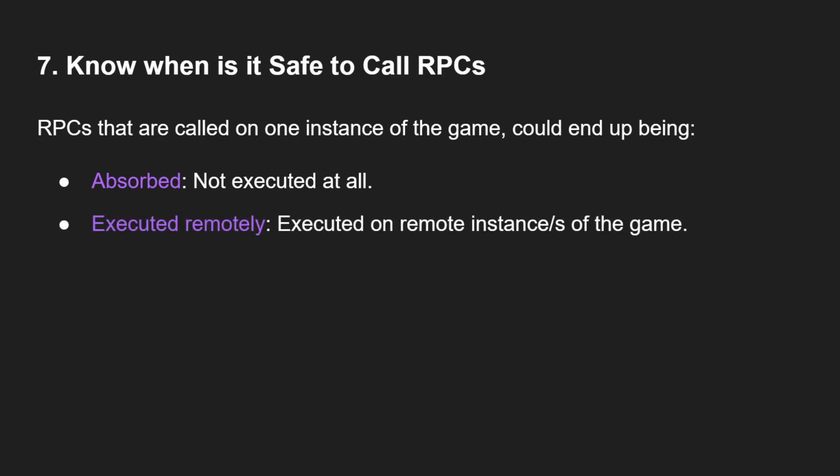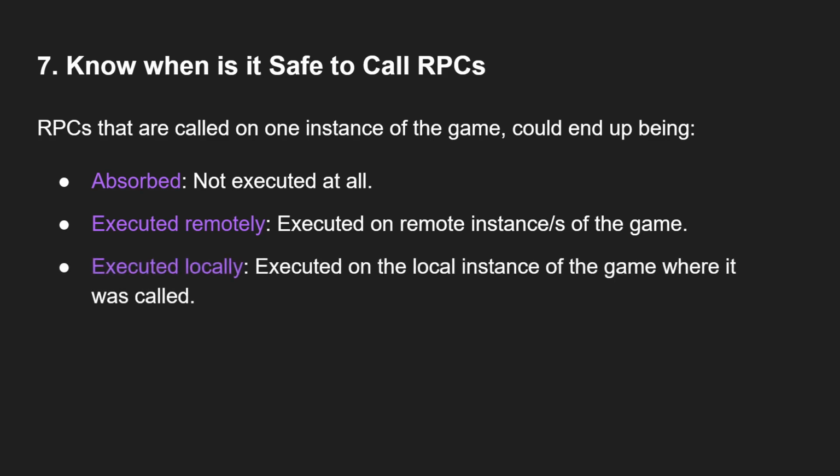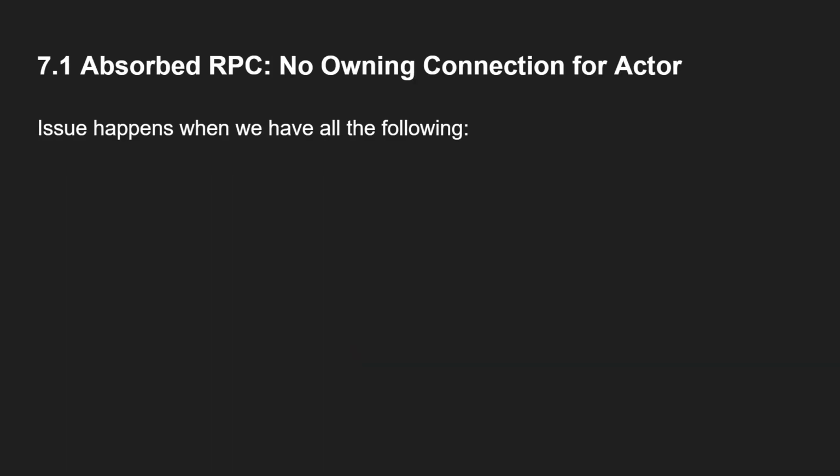So they are executed in the remote instance, not where they were called originally, or they could be executed locally. They will be executed wherever they were called, or they could be executed locally and remotely at the same time. This last case is really valid, for example, for multicast RPCs, where whenever they are called on the server, they are executed also on the server and also potentially on clients. And this is a really valid case for multicast RPCs.